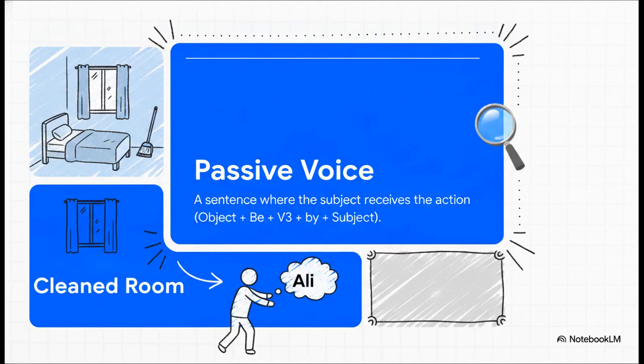But if we flip the script to the passive voice, the subject now receives the action. Notice how the formula totally changes here. It becomes object plus a be verb plus the past participle, or V3, plus by, and then the subject. So "Ali cleans the room" mechanically transforms into "the room is cleaned by Ali." You see what happened there? The spotlight completely moved off the doer, and it's shining squarely on the room itself.